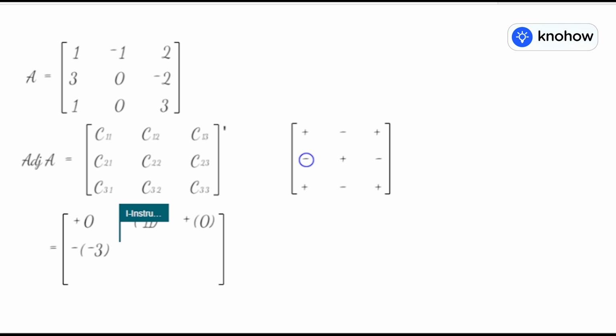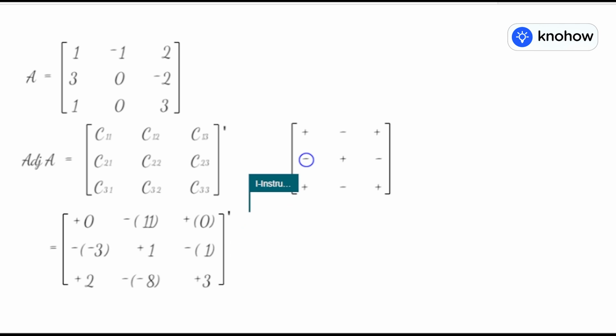It will be plus times 1 and minus times 1, and for this C31 will be plus times 2, and C32 will be negative times negative 8, and the last element C33 will be plus times 3. So, and don't forget to write the transpose.